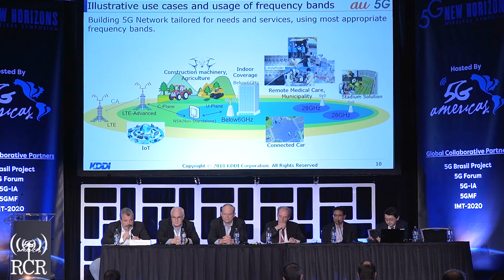And below 6 gigahertz, namely the 3.5 and 4.5 gigahertz spectrum, is expected to have intermediate characteristics between millimeter wave and the LTE frequency band. So it will be used for applications requiring higher peak data rate than 4G in a wider coverage than the millimeter wave. Thus, those frequency bands should be used in combination in the most efficient way.